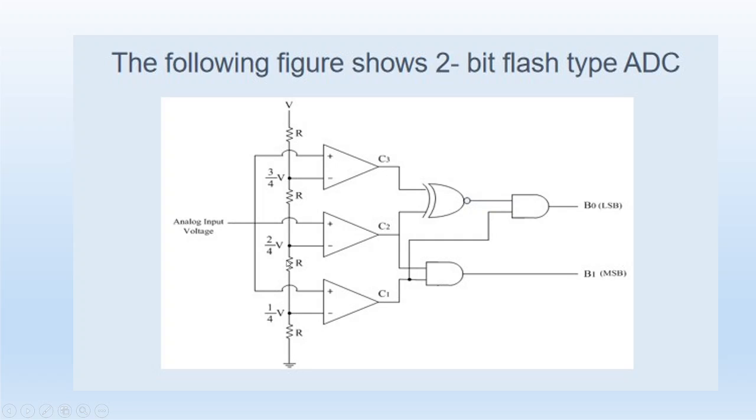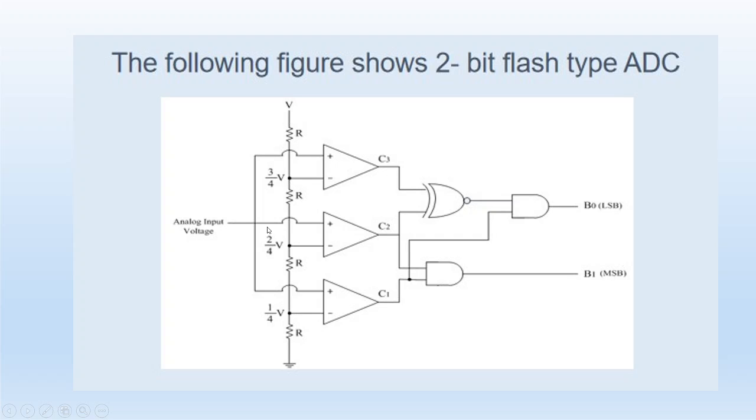While choosing R, we have to keep in mind that R values are much lower than the input resistance of the comparators. So 4 identical resistors are chosen, and we'll neglect the current drawn by the input terminals of the comparators. So 4 resistors will be in series, and using the potential divider formula we can find out the potential at these points. This will be 1 by 4V, this will be 2 by 4V, this will be 3 by 4V.